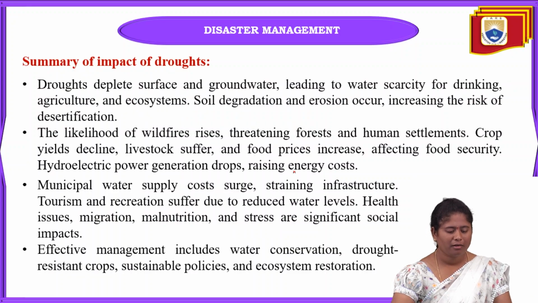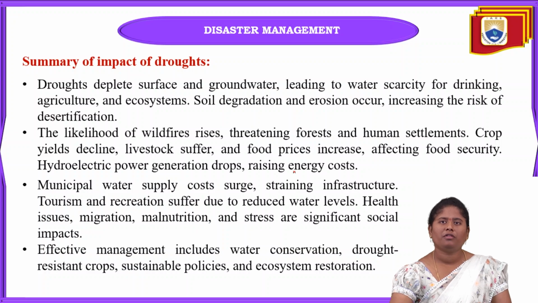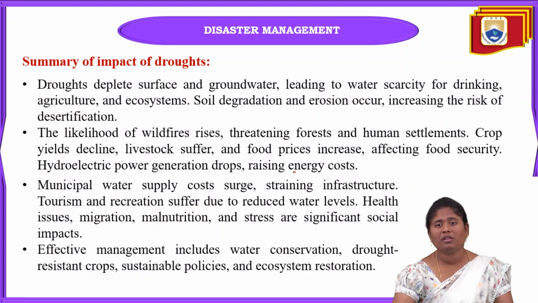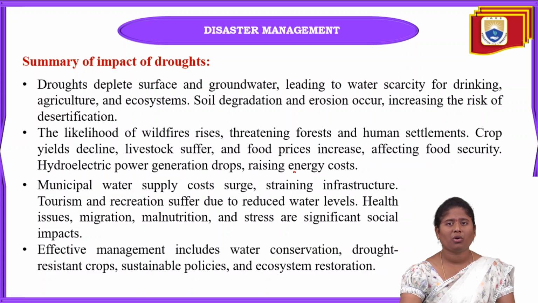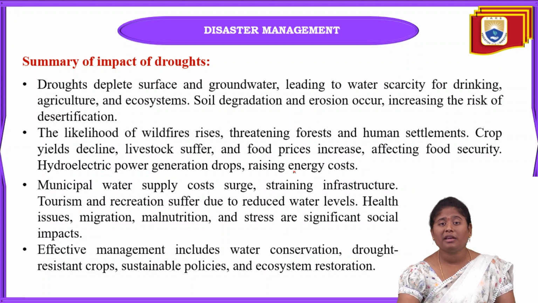Okay, and this is the overall summary of the impact of droughts here. Because of these droughts there will be depletion in the surface flow and also the groundwater flow, and that will lead to scarcity for drinking purposes and agricultural purposes, and that will impact the ecosystem also. There will be soil degradation and erosion can occur. Okay, this is all going to increase the risk of desertification, and there will be migration of humans and animals because of these droughts also, and there will be a rise in food prices, livestock can suffer, and crop yields can decline at that time.